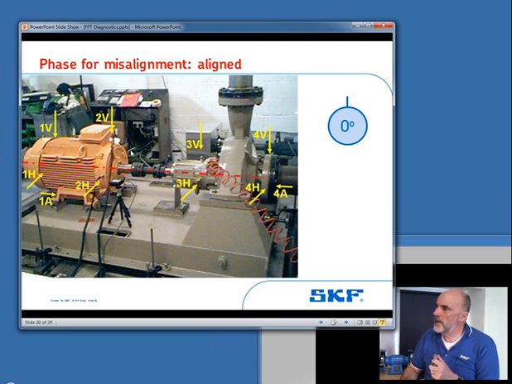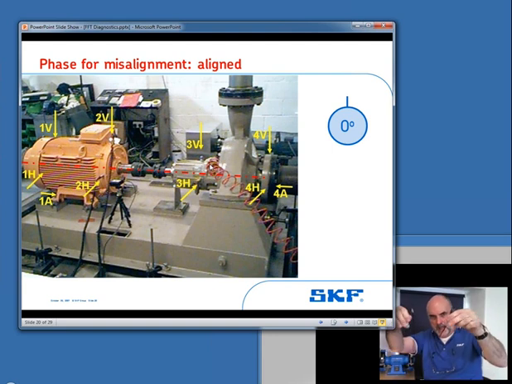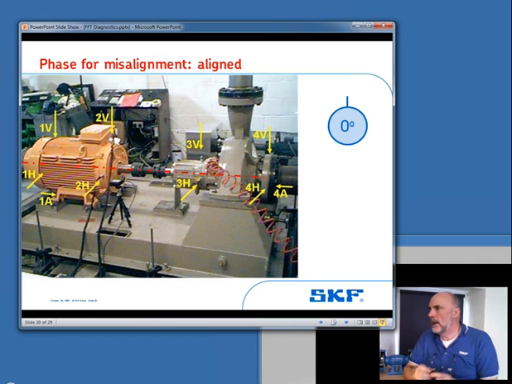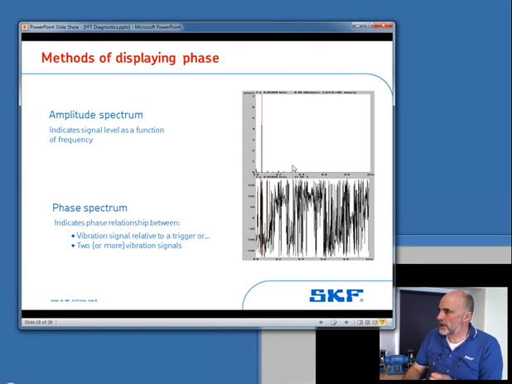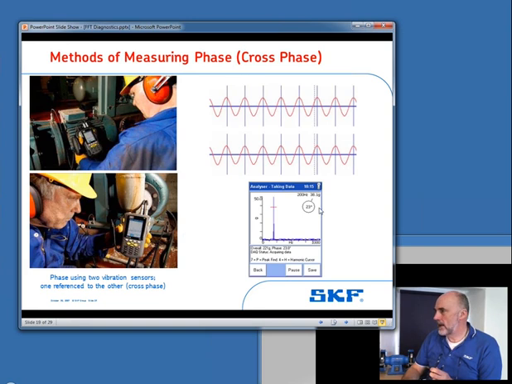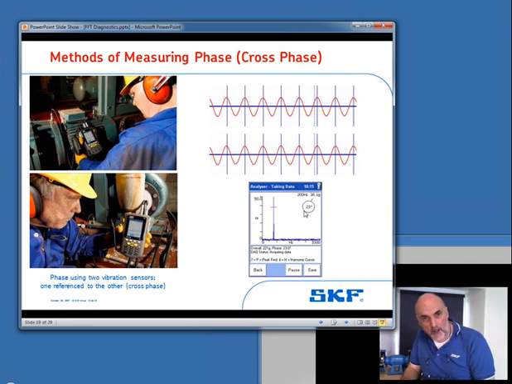Right, so there's a big picture of a motor pump set. So what you're going to do is mount an accelerometer on the motor, mount an accelerometer on the pump, making sure that they're both in the same orientation, and you're going to do something called a cross phase. Now, traditionally, when you looked at cross phase on an FFT analyzer, you would get the spectrum as we know and love it, and you would get this cross phase spectrum. But what we've done on the SKF microlog analyzer is give you this circle with a tick mark.